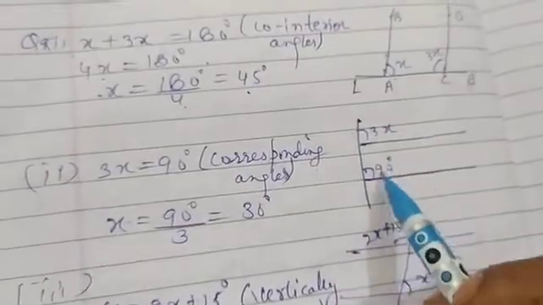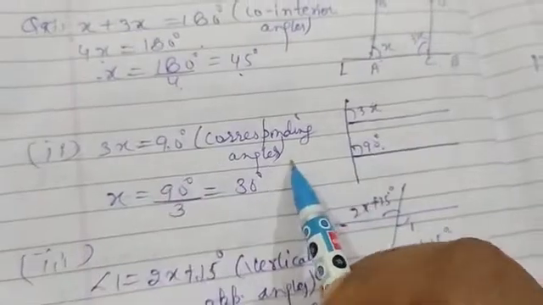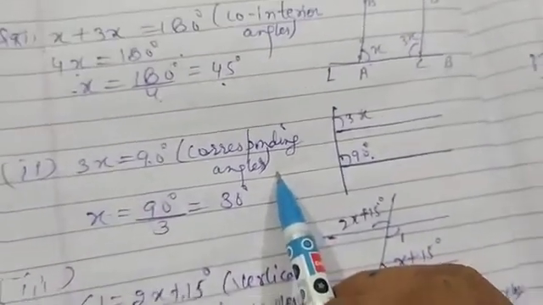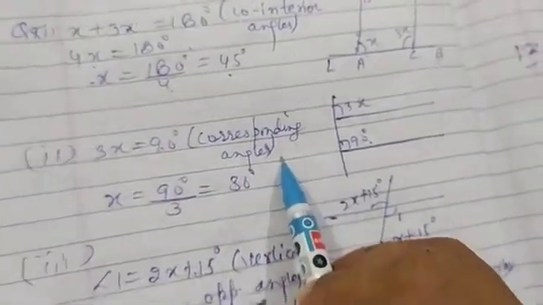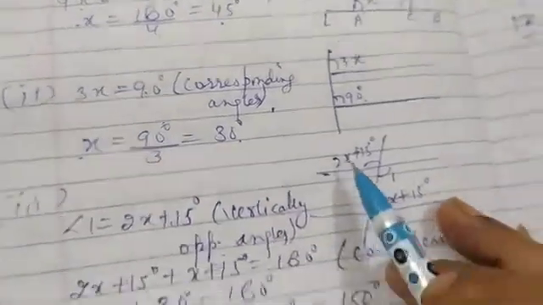In the second, see, both these angles are corresponding angles. So 3x is 90, corresponding angles. Students, write the reason in brackets. It's compulsory to write. So x is 90 degrees upon 3, that is 30 degrees.